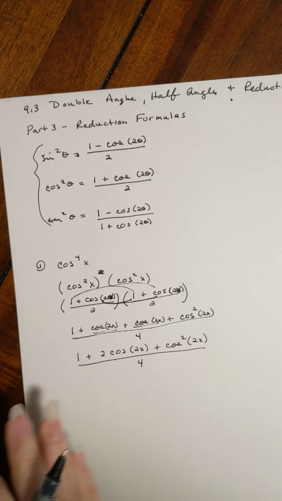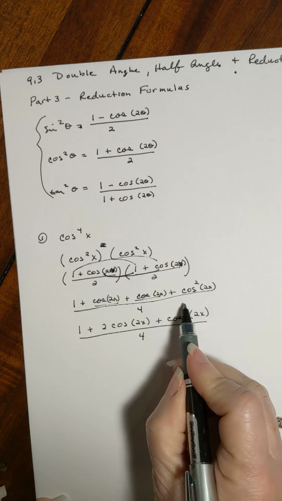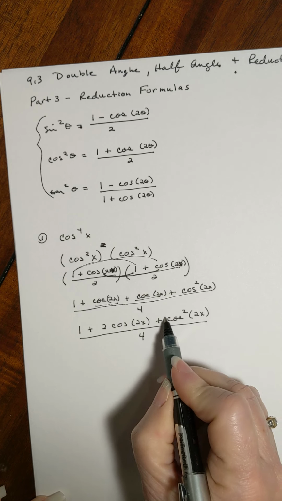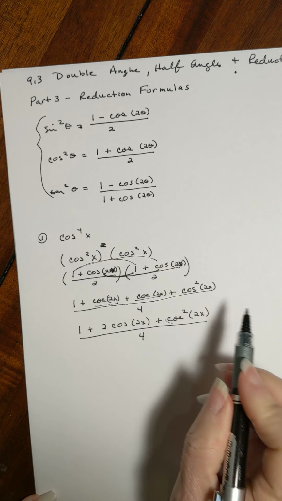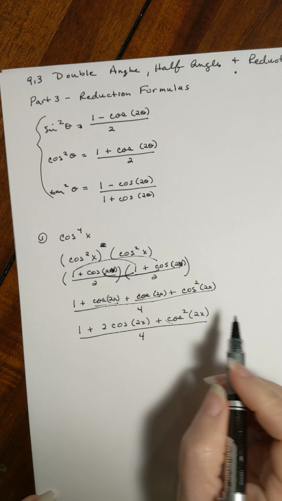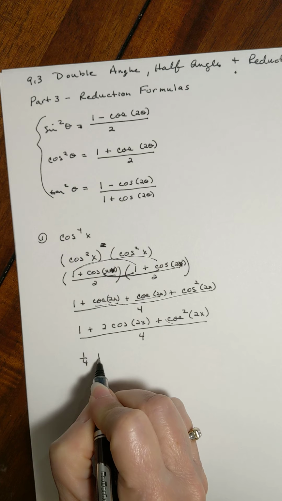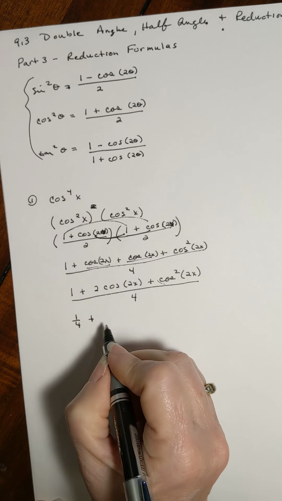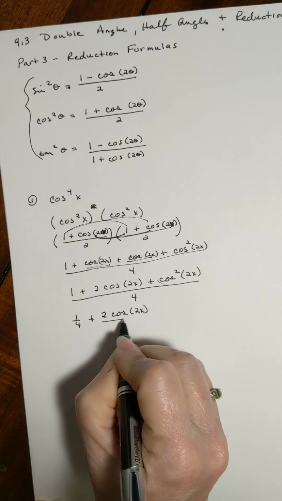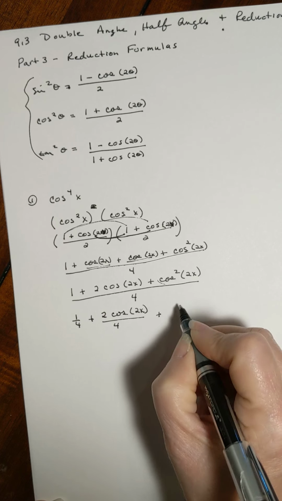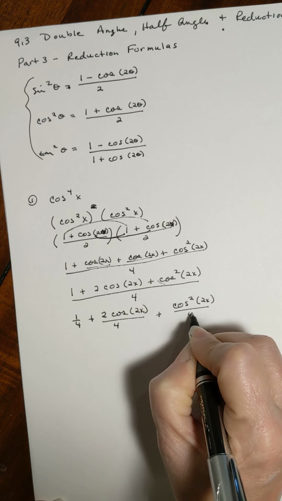Now, let's go ahead and split this into separate fractions, because notice that I still have a cosine squared of 2x. So they don't want any powers. They want it all in terms of just cosine x or sine x or tangent of x. In this case, it'll be all in terms of cosine of x. So this would be 1/4 plus 2 cosine of 2x over 4 plus cosine squared of 2x over 4.